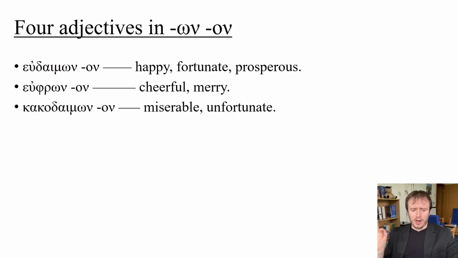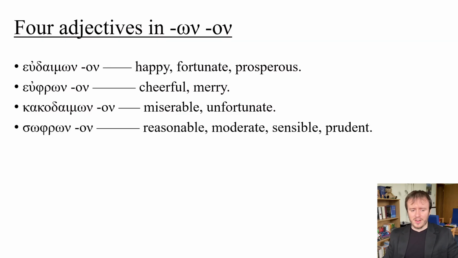Next we have the adjective kakodaimon, which means miserable or unfortunate. This is the opposite of eudaimon. And it comes from kakos, meaning bad or evil, and daimon, meaning god or spirit. And so if you're kakodaimon, you're literally being afflicted by a bad spirit or a bad god. Instead of being blessed by a good daimon, you're being afflicted by a bad daimon. And so you're miserable or unfortunate.